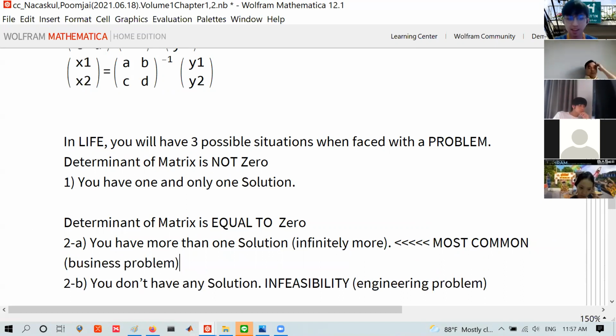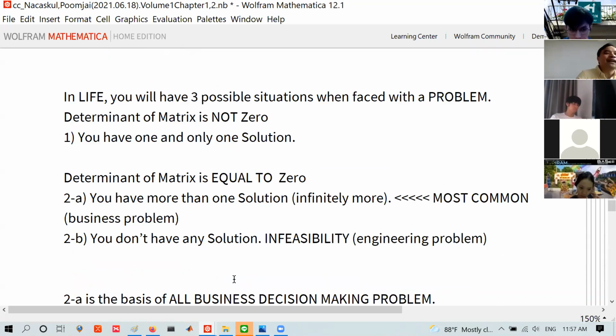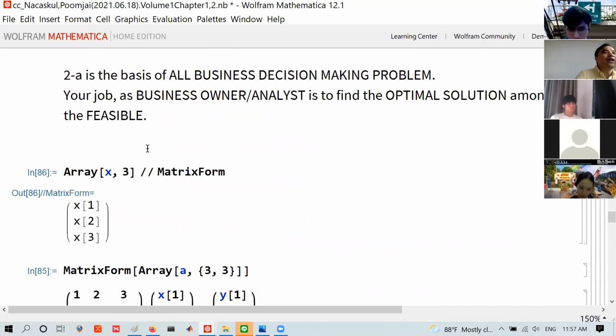Okay. Now, you guys are here, you're not going to be engineer. So you're not going to run into something that's not doable and you make it doable. You're going to run into a situation where you have doable problem. But among the doable, among the feasible, there are many solutions. You have to choose the best one. So that's like something like saying, well, you have infinitely many solutions.